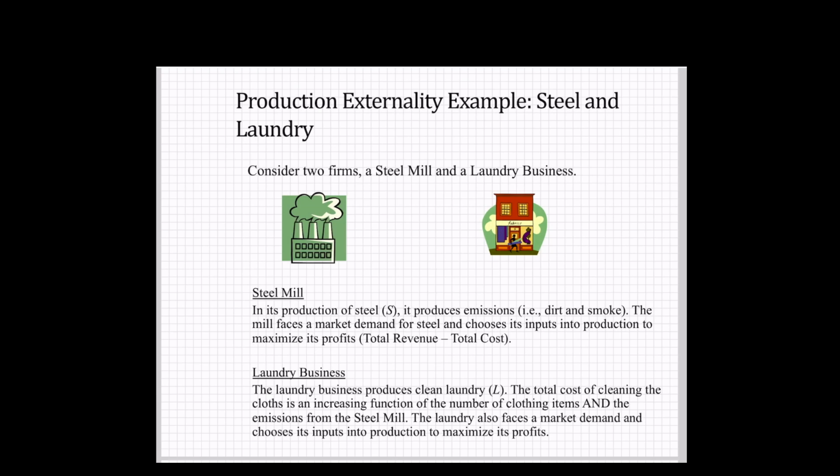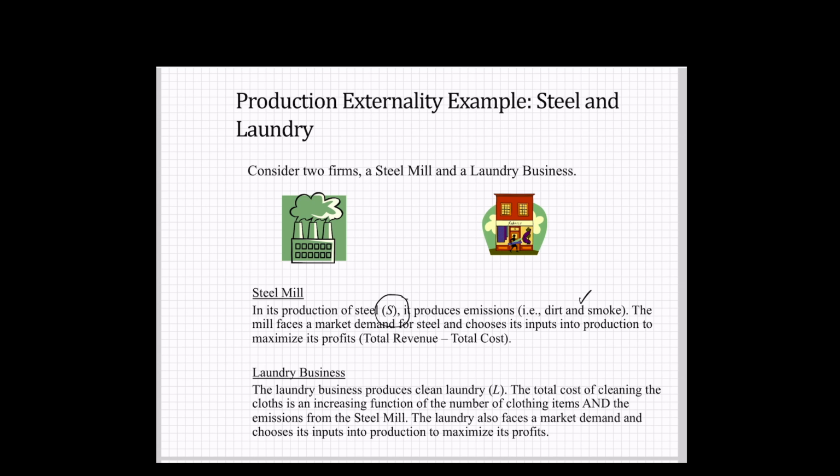All right, I want to go over an example of an externality, a negative externality between two firms. We have a steel firm or steel mill and a laundry business, and the production of steel generates some pollution, and that pollution is going to negatively impact or increase the cost for the laundry business. So starting with the steel firm, we're going to use S to indicate the quantity of steel produced. In its production, it generates pollution.